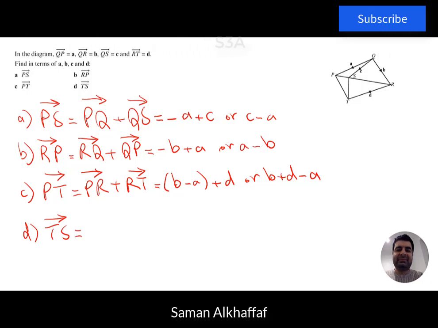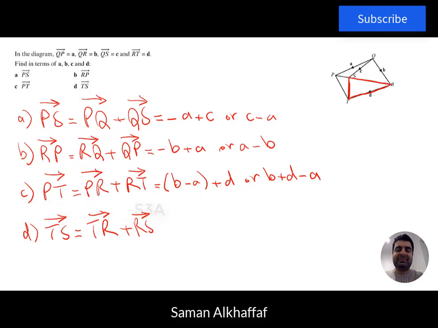For part D, we remove our sketch, and then we look at finding the vector TS, which will be coming from the TR vector plus the RS vector. So TS is this one here, and it's coming from TR, which is this one here, and RS, which is this one here.